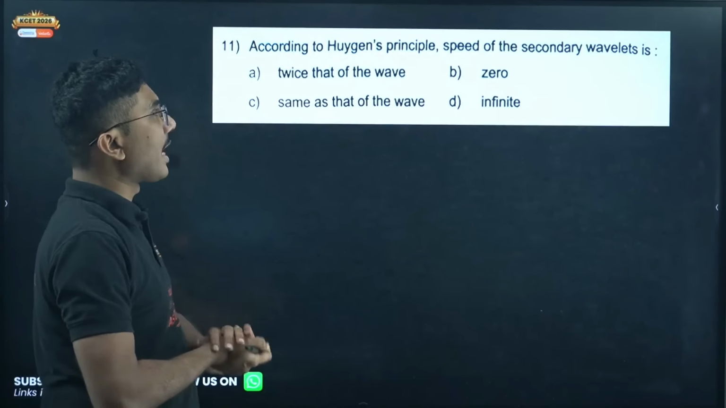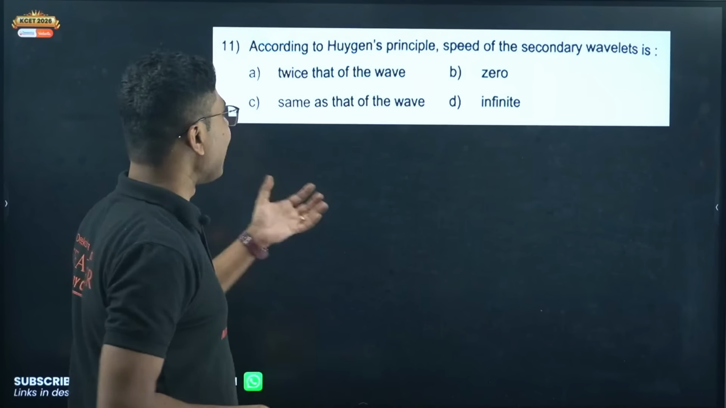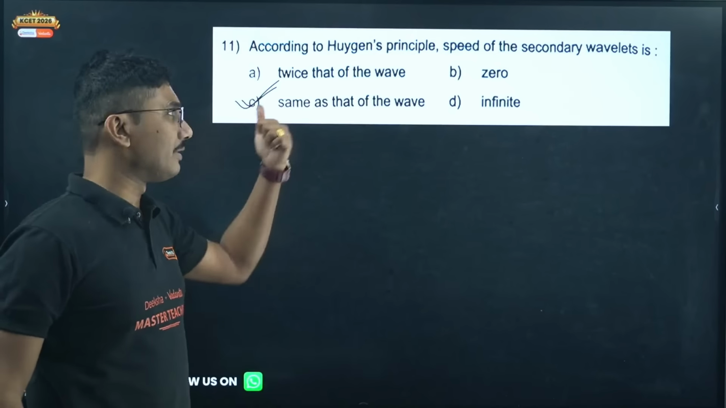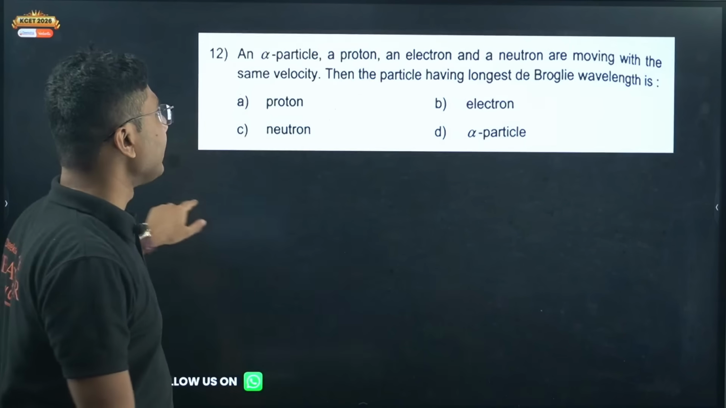Next, according to Huygens principle, the speed of the secondary wavelet is the same as the wave. Okay, same as the wave. This question also repeated, came in I think 2024, and again this question repeated this year.